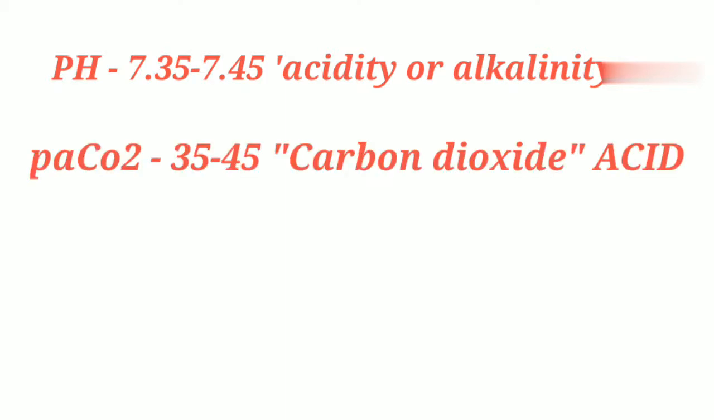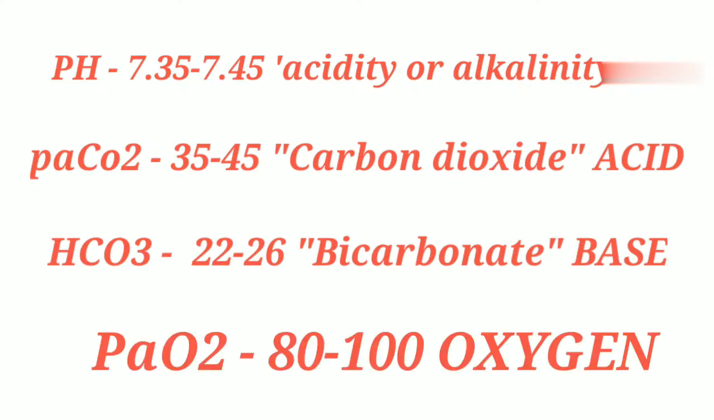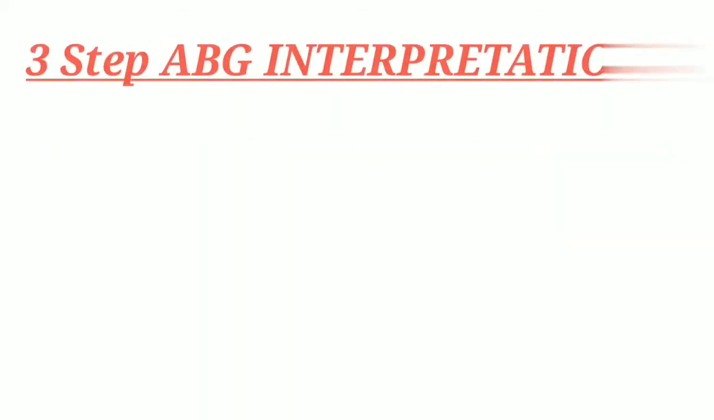Then the PaCO2 level is 35 to 45. HCO3, it's bicarbonate, is 22 to 26, and the PaO2 oxygen level is 80 to 100. Then we move to the three-step ABG interpretation.